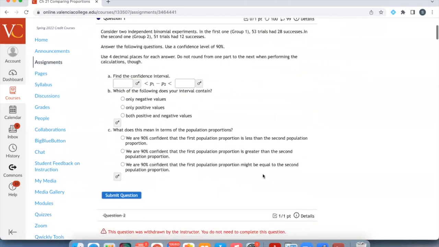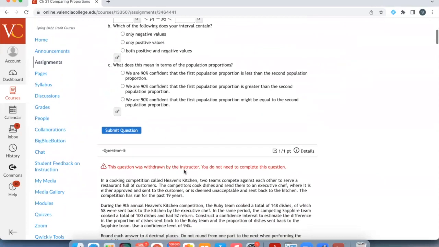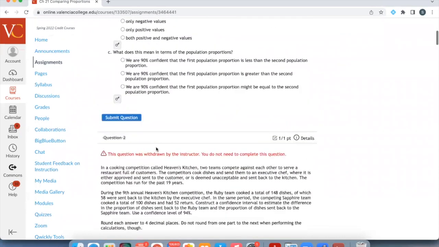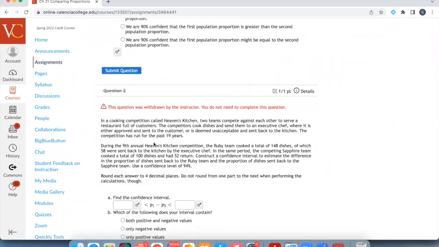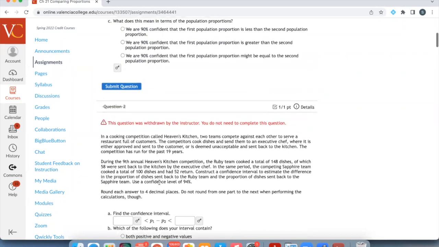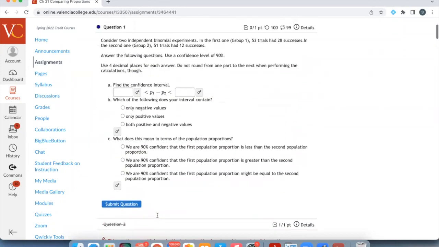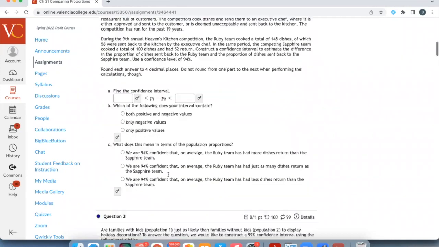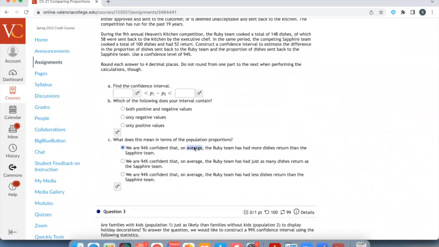Question 2 here, I'm going to talk about a little more in a minute, but I didn't like it. I've withdrawn it. I know some of you have already started it, but it's not a very well written question. It's unclear who to use for group 1 and group 2. And then it says something about averages, and that's just wrong. I didn't write this question. There are no averages here. We shouldn't be saying the word average.